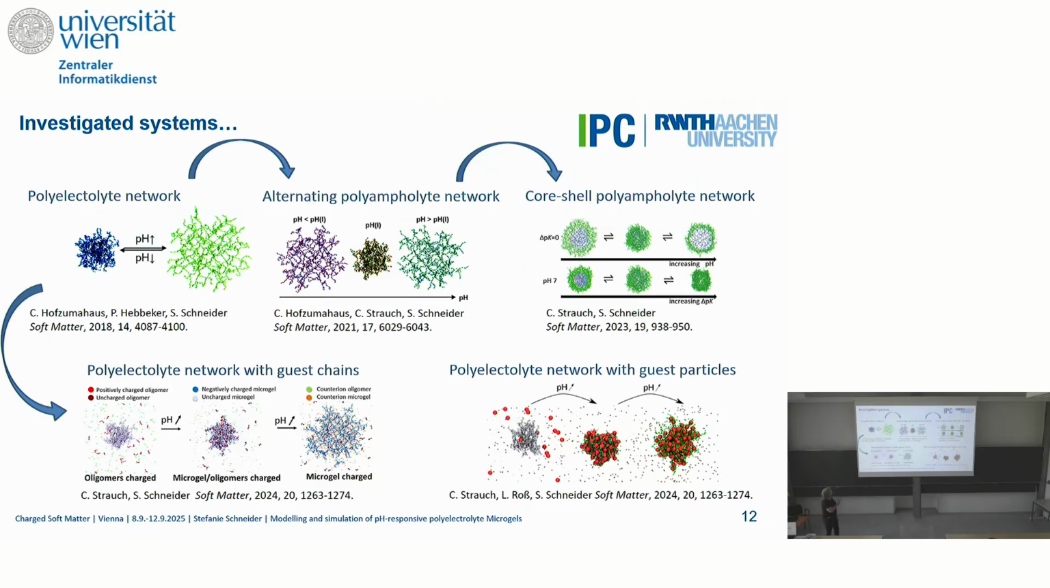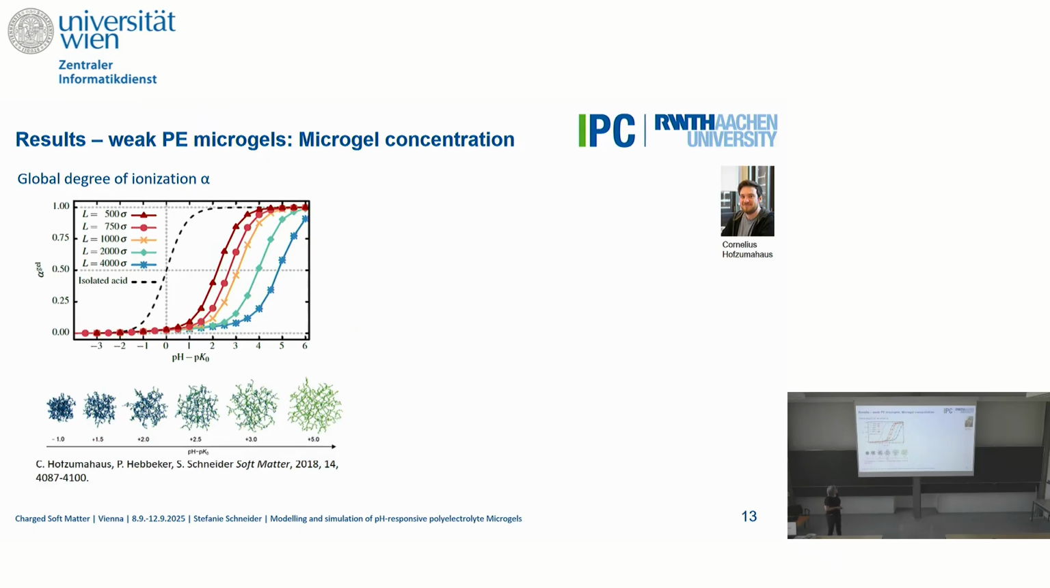So some years ago, we started with a simplest system, quite idealized network with titratable monomer units, only acidic ones, so polyelectrolyte network. Later on, we moved to alternating polyampholytes, so containing acidic and basic monomer units in an alternating fashion. Moved to core shell polyampholyte networks. And then the most recent results were including gas molecules of opposite charge. So I will talk about only some of these results.